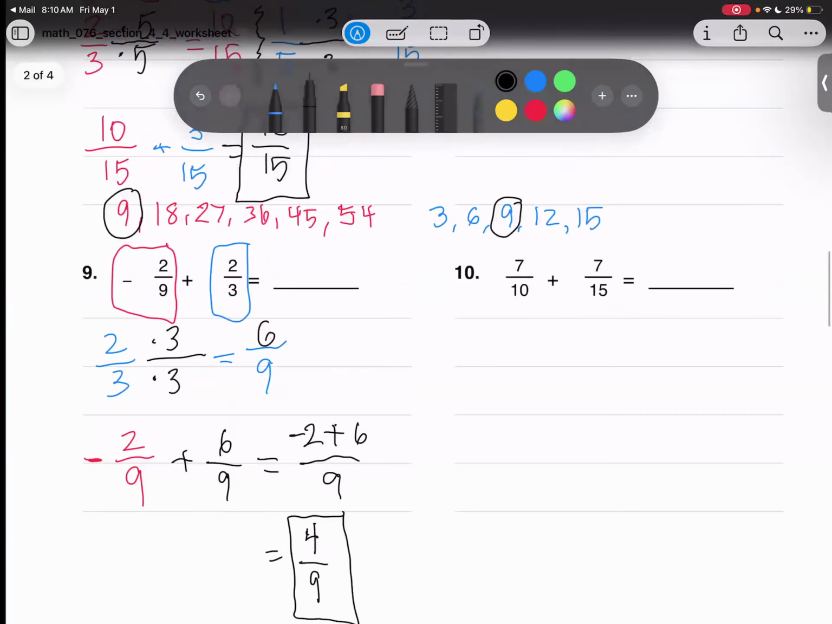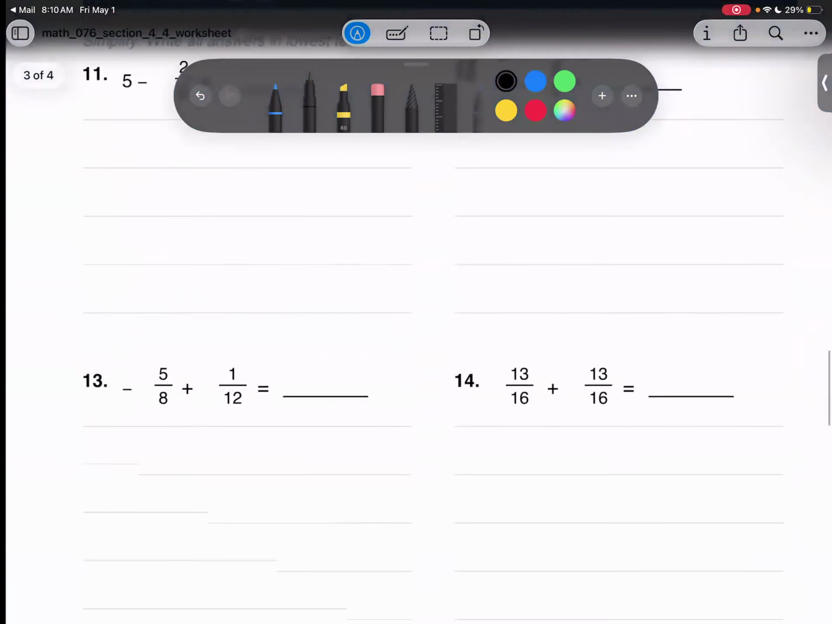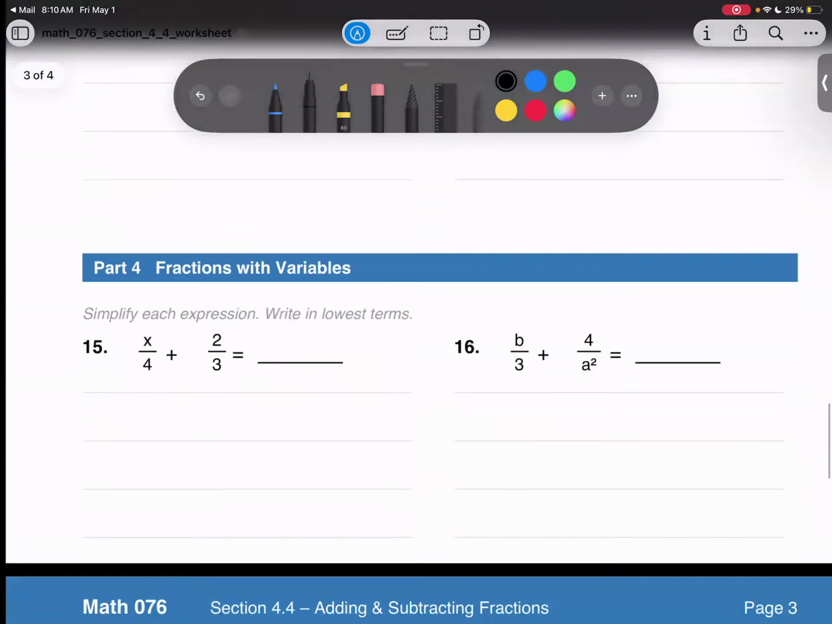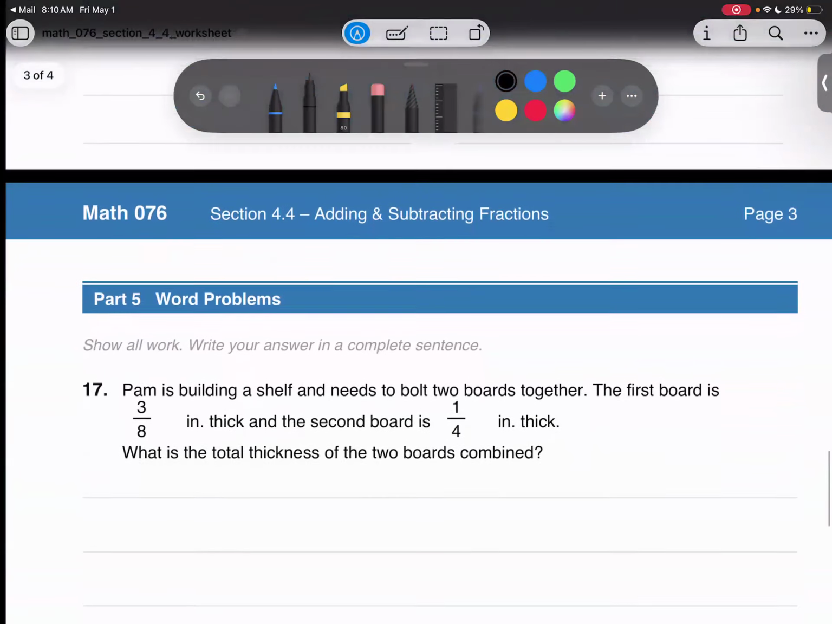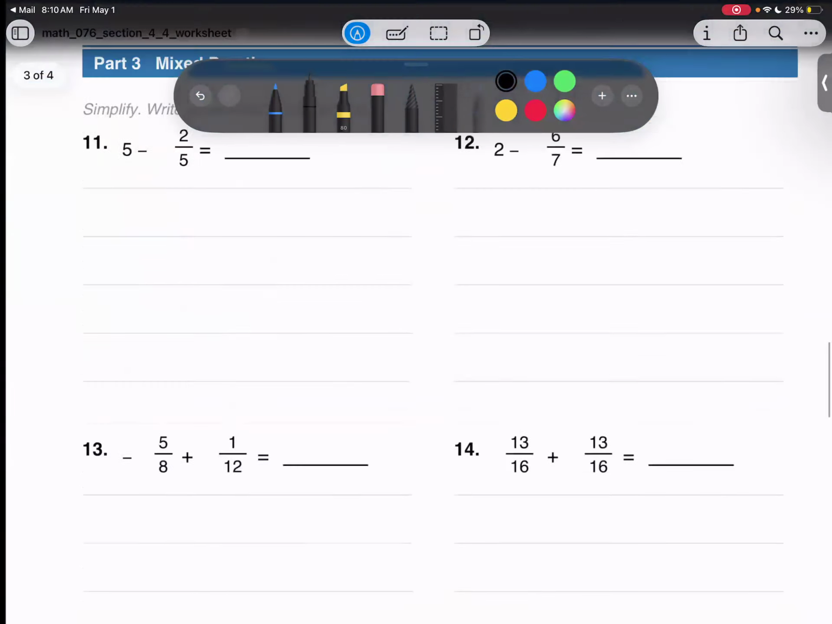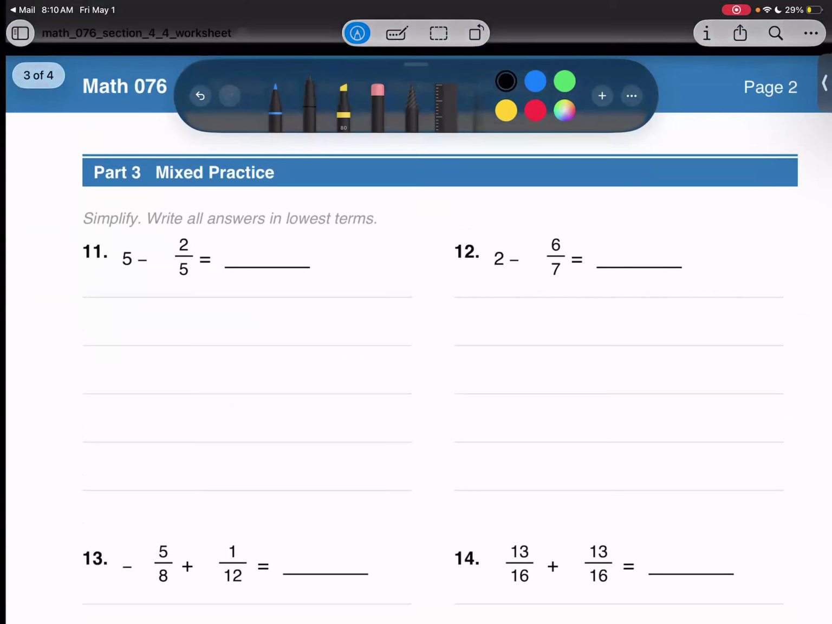Okay, I am going to let you do number 10 on your own. This sheet has a lot of examples, so we are going to pick and choose a little bit. Let's do number 11. Write all answers in lowest terms. 5 minus 2/5.